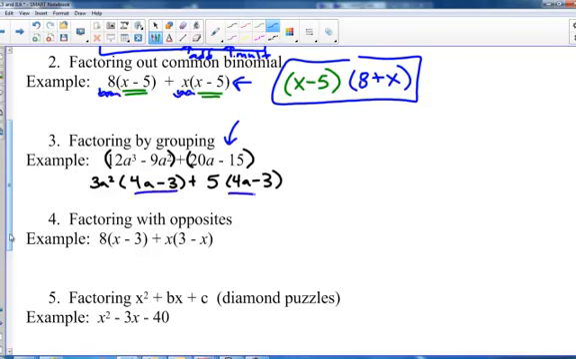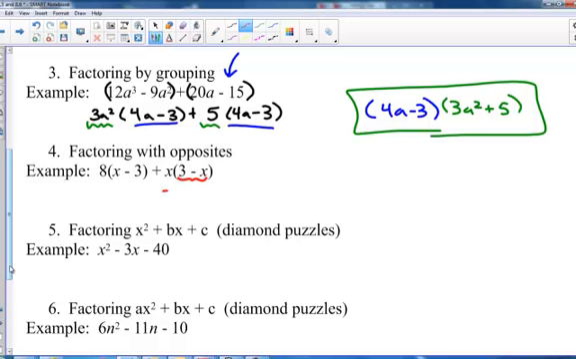And then we had the grouping where the parentheses weren't exactly the same. So we took out a negative, and then we could write that as x minus 3. And now the parentheses are the same. So our x minus 3 comes out, and we're left over with 8 minus x.